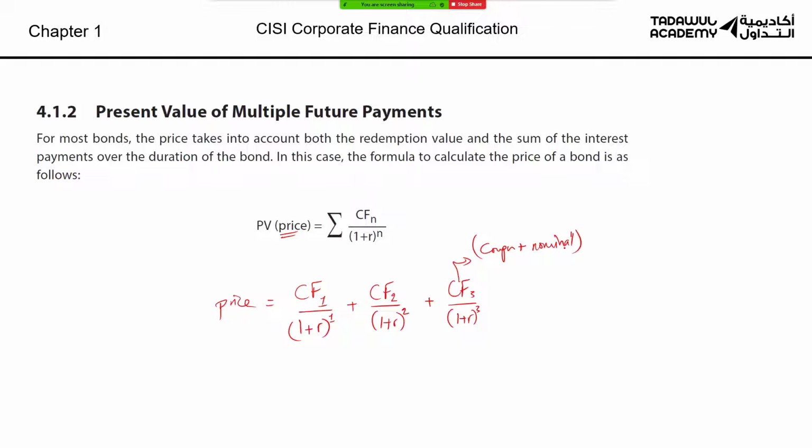So what this is saying is that the price of this investment is the sum of all of its cash flows across the years over the discount rate.